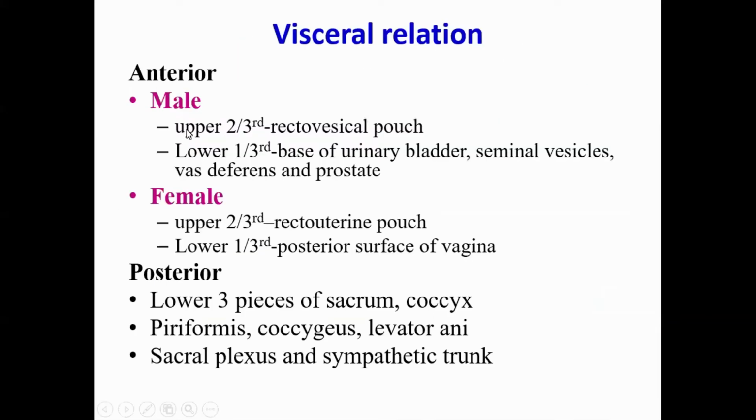See, anteriorly, the upper two-third forms the rectovesical pouch containing the sigmoid colon and the coils of intestine. The lower one-third of the rectum is non-peritoneal and related with the base of the urinary bladder, seminal vesicle, vas deferens, and the prostate gland. In case of the female, it is related to the posterior surface of the vagina.